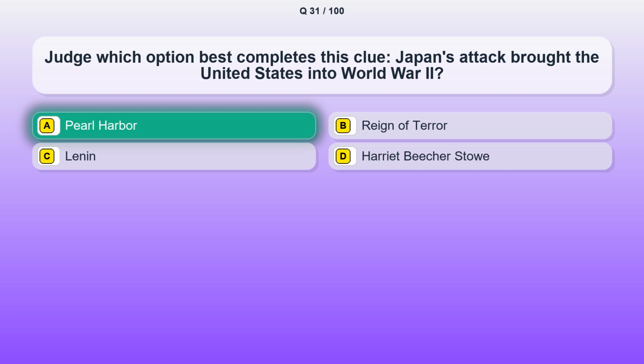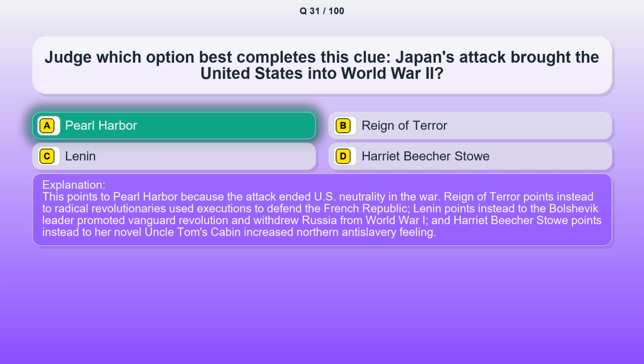The correct answer is option A, Pearl Harbor. This points to Pearl Harbor because the attack ended U.S. neutrality in the war. Reign of Terror points instead to radical revolutionaries used executions to defend the French Republic. Lenin points instead to the Bolshevik leader promoted vanguard revolution and withdrew Russia from World War I, and Harriet Beecher Stowe points instead to her novel Uncle Tom's Cabin increased northern anti-slavery feeling.